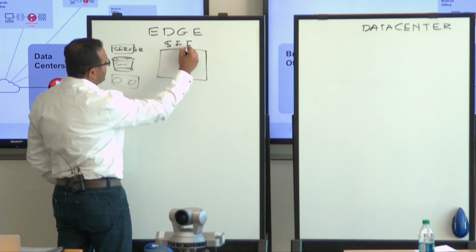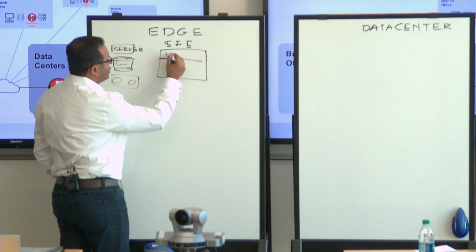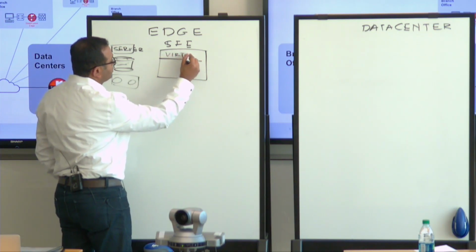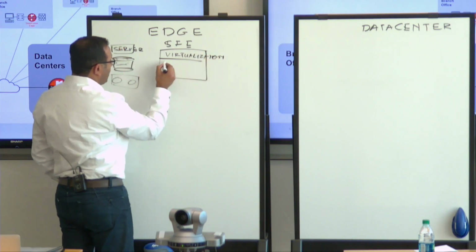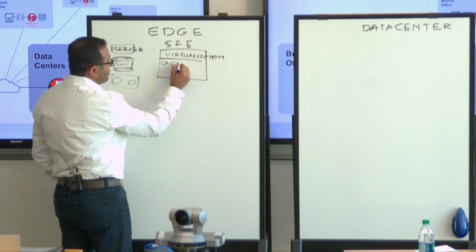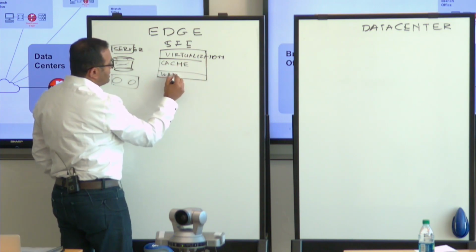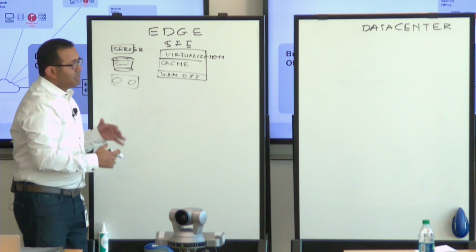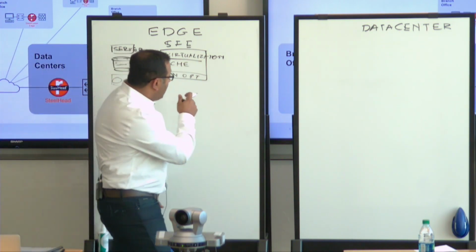Let's just represent that as SteelFusion Edge. And that has elements of virtualization. Here's the storage cache that I was talking about. And finally, some WAN optimization component. It's these three components that are working together in close harmony.